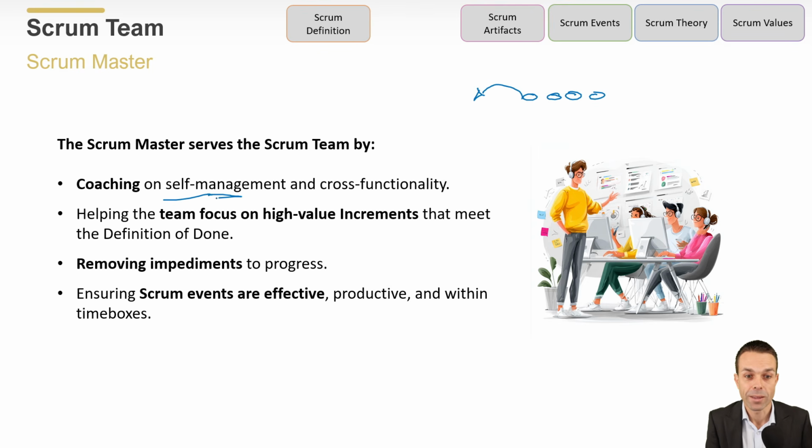But self-management: are we having a retrospective at the end of the sprint? Are we taking actions on the things that are challenging us? And are we improving those so we're continuously improving our process?